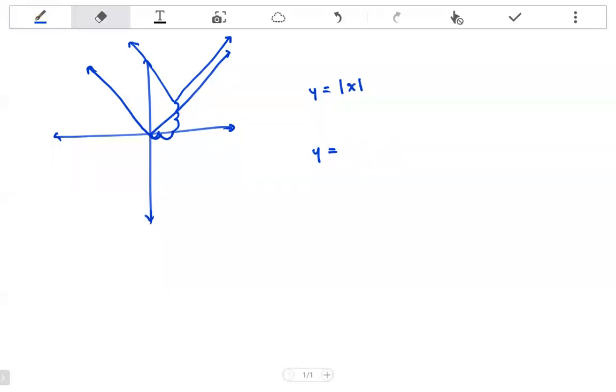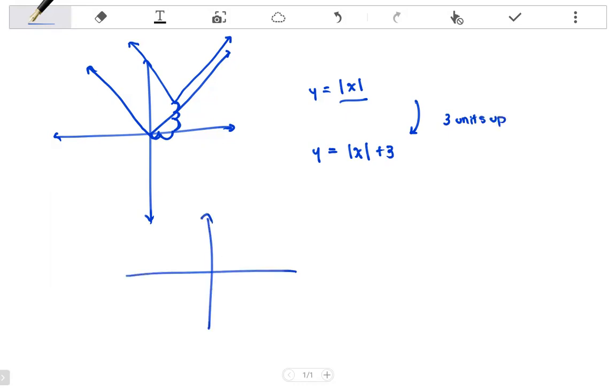Let's try this. First of all, let's do the raising up and down first because that's easier, right? So it went up 3 units. Well, we add 3 units to the whole thing, right? Our equation is pretty small, so just adding 3 units to this is just plus 3. So if we add plus 3, it went up 3 units. Right now, if we graph it, our absolute value function looks something like this, where it's up 3 units.